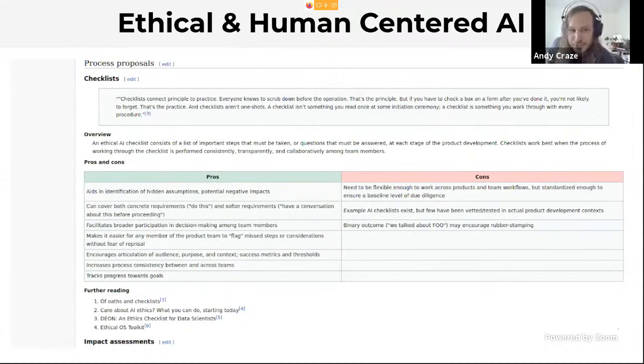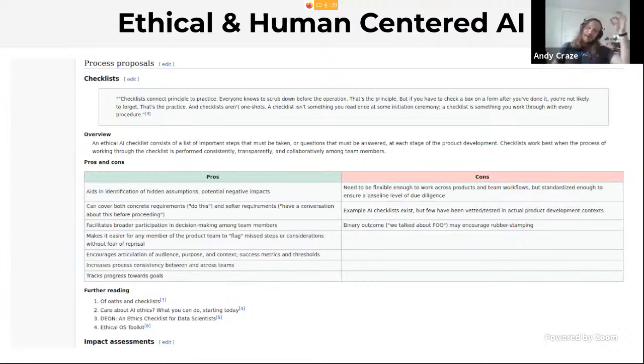As I mentioned, there were some interesting proposals made by Jonathan Morgan on the ethical and human-centered AI work. If you haven't read it, I highly recommend it. There's a lot of really good stuff in there. I'm just going to cover one little bit that I thought was really useful and pertains to what we're talking about, specifically on checklists. There's a quote here from a paper on the checklist, which says something to the effect of checklists connect principle to practice. That is kind of what we're looking for: making the implicit explicit. It's one thing to have values, but it's another thing to embed those values into your day-to-day work.